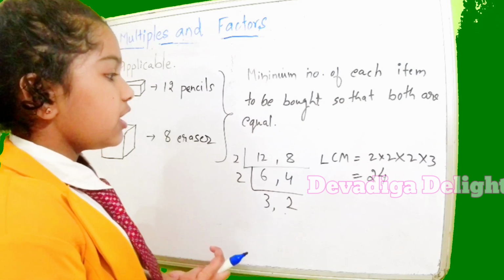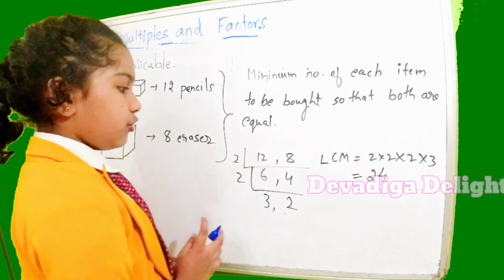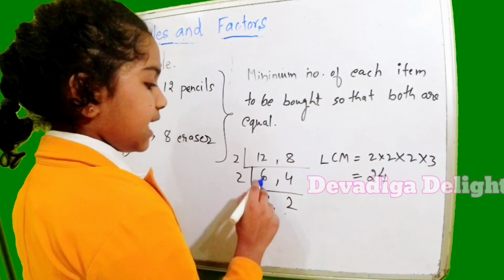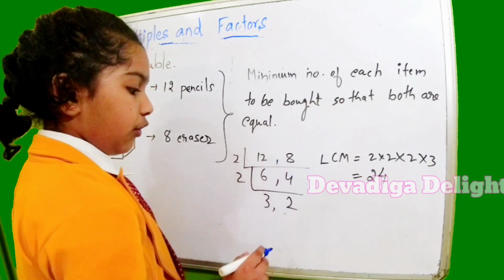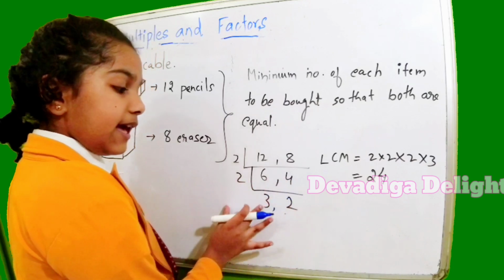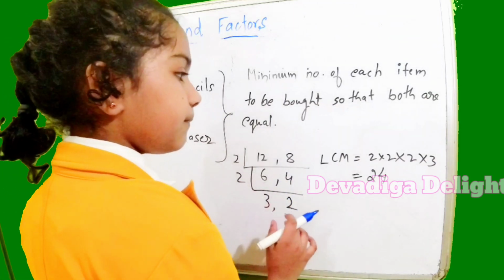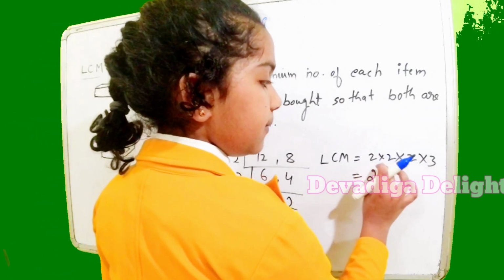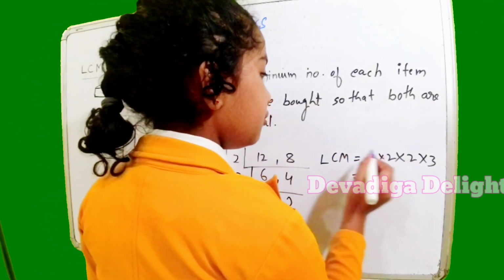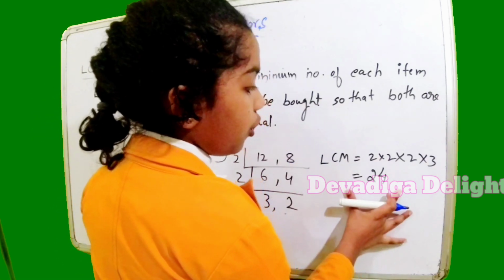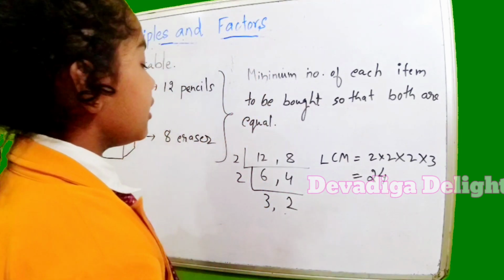So now we will use the division method. 2 6s are 12, 2 4s are 8, 2 3s are 6, 2 2s are 4. As prime numbers come and there are no more common factors, we will stop over here. Now we will do the multiplication. 2 multiplied by 2 multiplied by 2 multiplied by 3 equals 24.